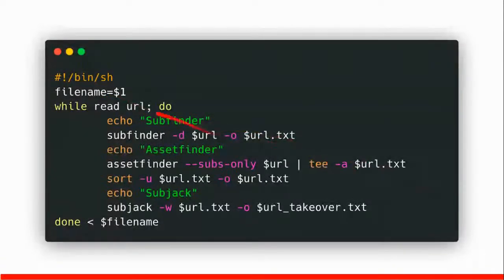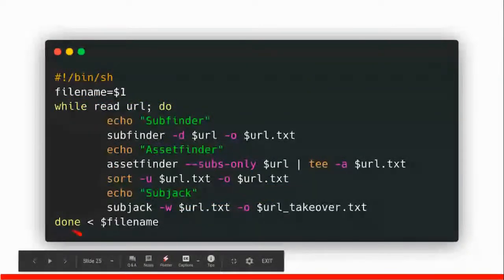Let me take you through each and every command. The file name $1 is the first argument that we are passing to this script. If there were two arguments, we would access the second argument as $2. We just want the file name, so the file name is stored in a variable called filename. Now how does this while loop run? While read URL, do, then the script, and then done. This is a less-than operator. What this does is read the file name line by line and pass it to this while loop.